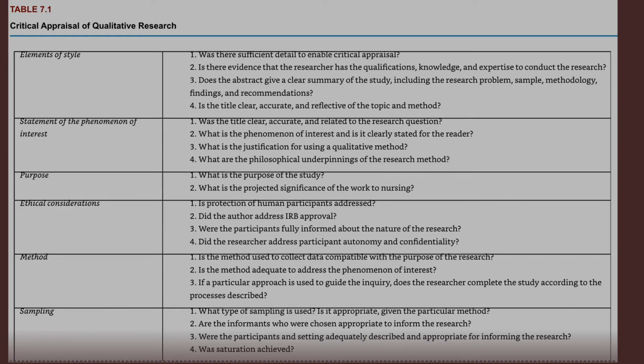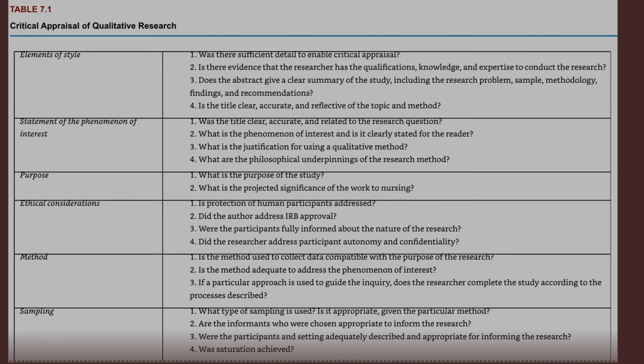The next thing is the statement of the phenomenon of interest. So you've looked at the title, and is the title clear and does it relate to the research you're doing about the phenomenon of interest? And is that clearly stated? When you first start reading a research article, even in the abstract, you should know what the article is about. It should be clearly stated right up front.